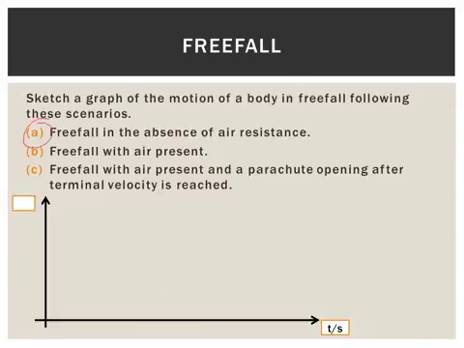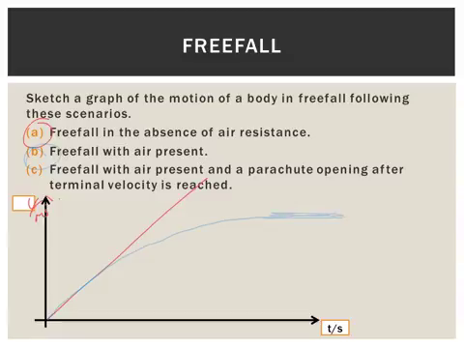So let's look at sketching A, the free fall in the absence of air resistance. If we're doing a velocity time graph, velocity in meters per second, and we graph it, free fall in the absence of air resistance, effectively you're going to accelerate constantly all the time. Nice straight line. Now we're going to do free fall with air present. What happens there is your acceleration effectively will start to decrease, until you get to a point where you go to a flat line, which will be terminal velocity.